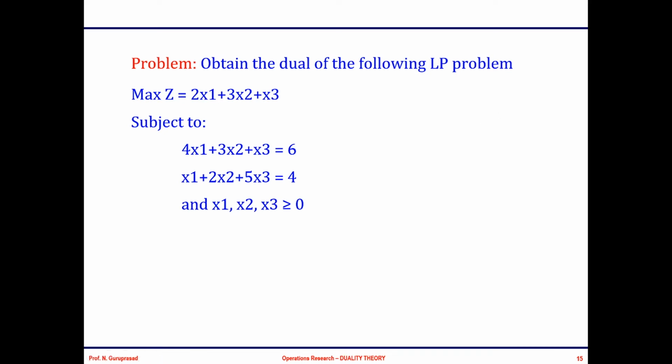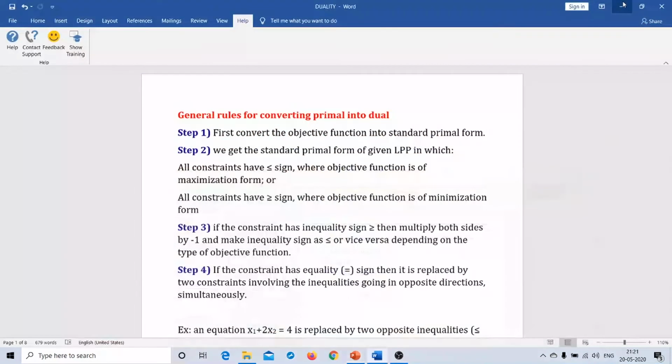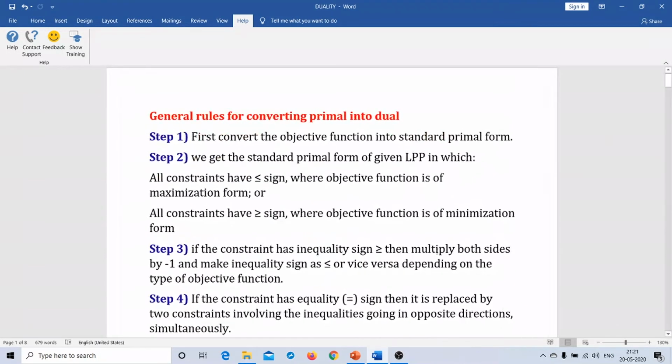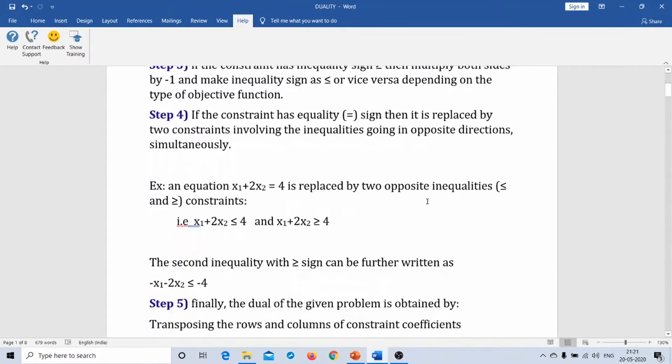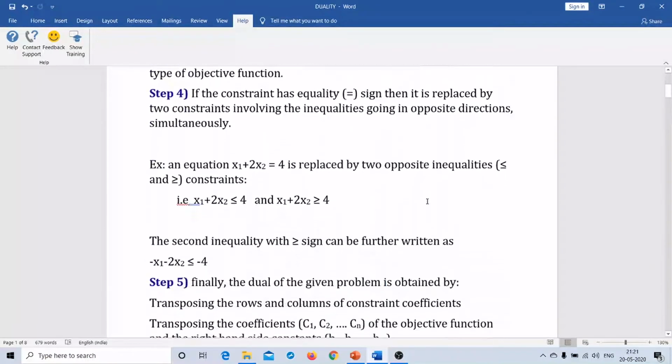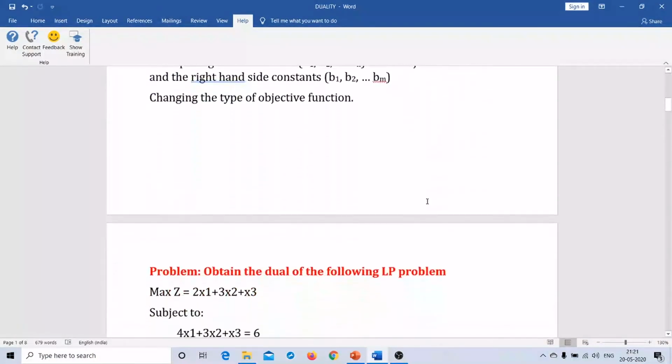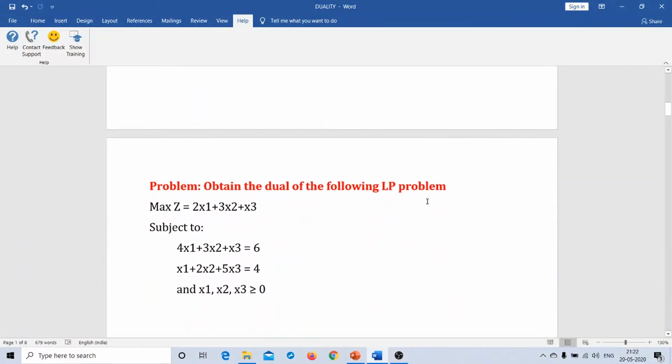Right. So from Microsoft PowerPoint, let me take you back to Microsoft Word. So here it is. You have in front of you the rules for converting the primal into dual. These are the 5 steps. And then let us proceed with solving the problem. Now this is the problem. It says, obtain the dual of the following LP problem. You have the objective function as maximization, subject to 2 constraints, wherein it is actually equality constraints. So the total number of constraints is 2, which are equality constraints, right?